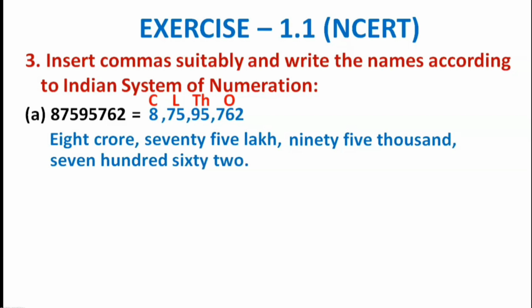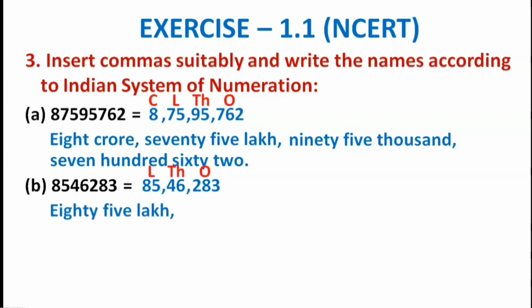Okay, the next one is 8546283. Let us place commas and separate into periods. 283 before a comma and 46 before another comma. Now the periods are 283 in ones, 46 in thousands, 85 in lakhs. So 85 lakh, 46,000 as 46 in thousand period. Next just 283.